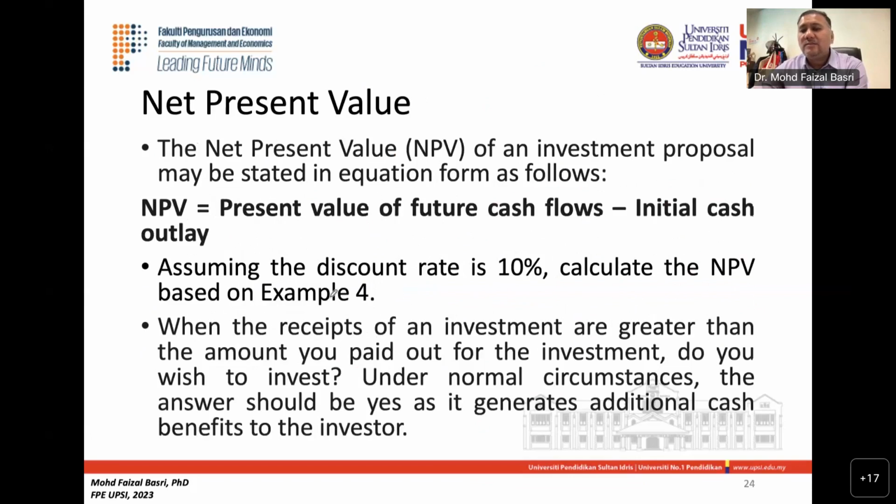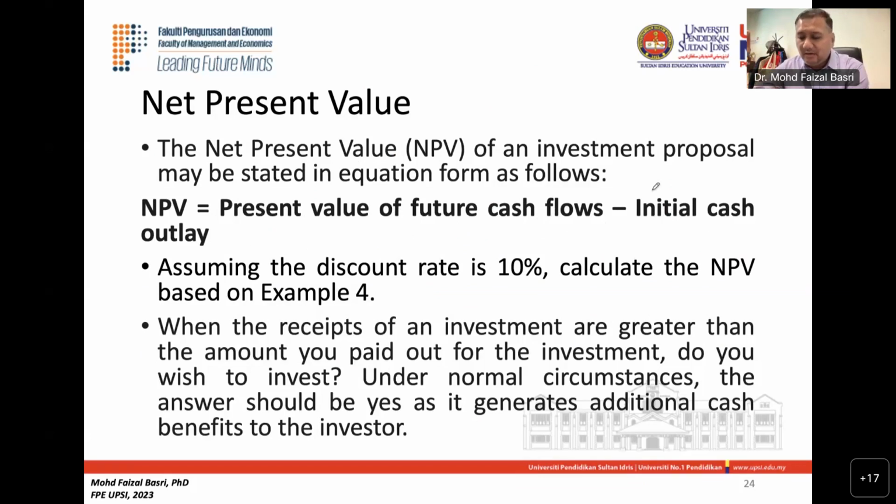So what would be the best way to incorporate more analysis? That's why we have another two: net present value, and also internal rate of return. So for net present value, the formula is to take the present value of the future cash flows, and we subtract the initial outlay, the cost just now.